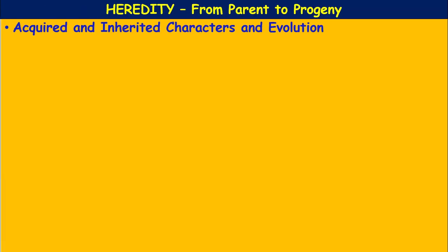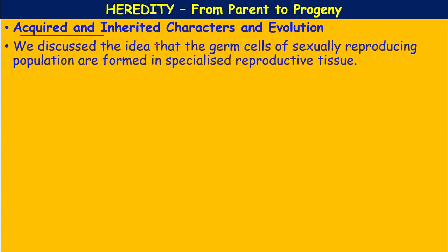Okay, children, here: acquired and inherited characters and evolution. How did these acquired and inherited characters help the evolution process? We discussed the idea that the germ cells of a sexually reproducing population are formed in specialized reproductive tissues.